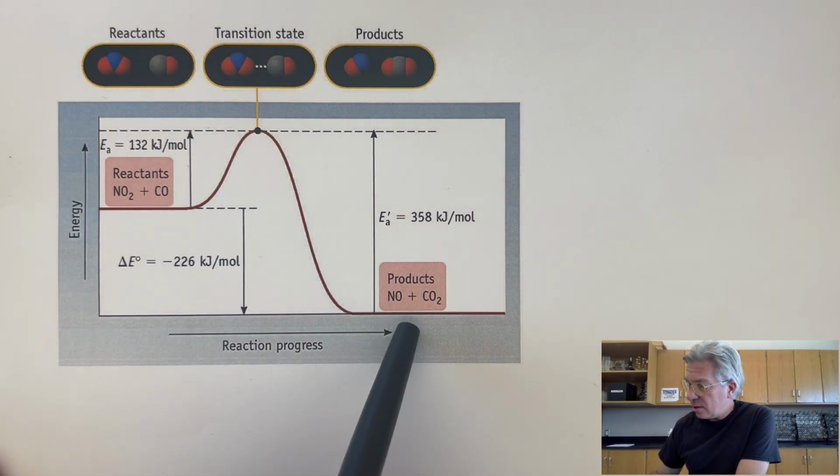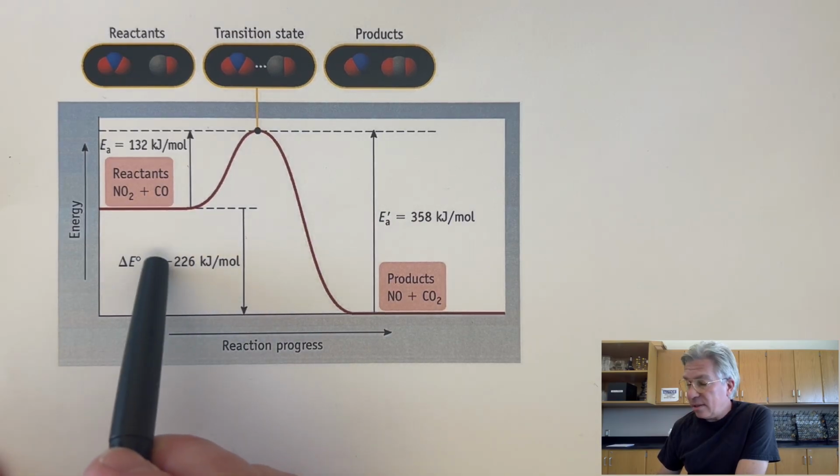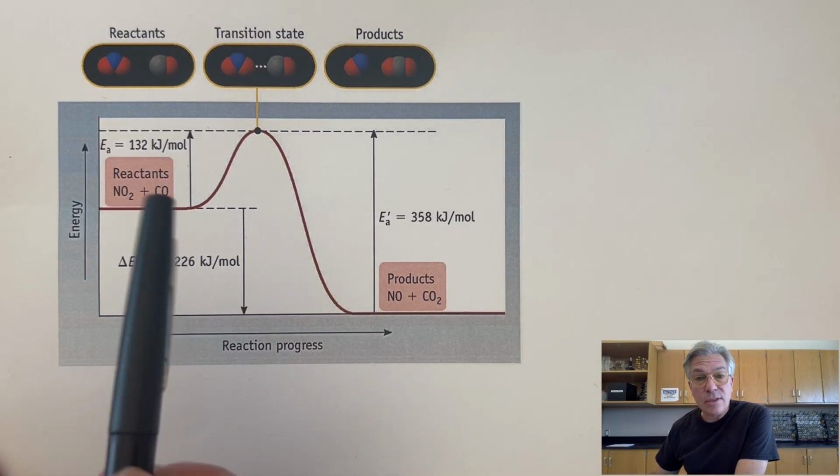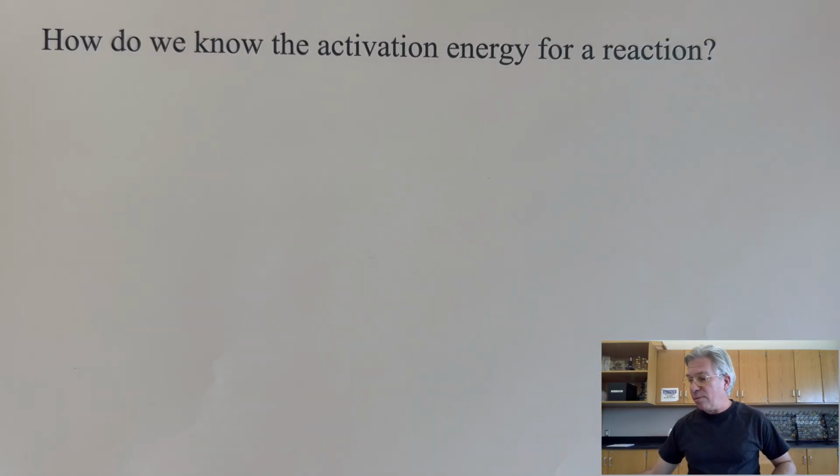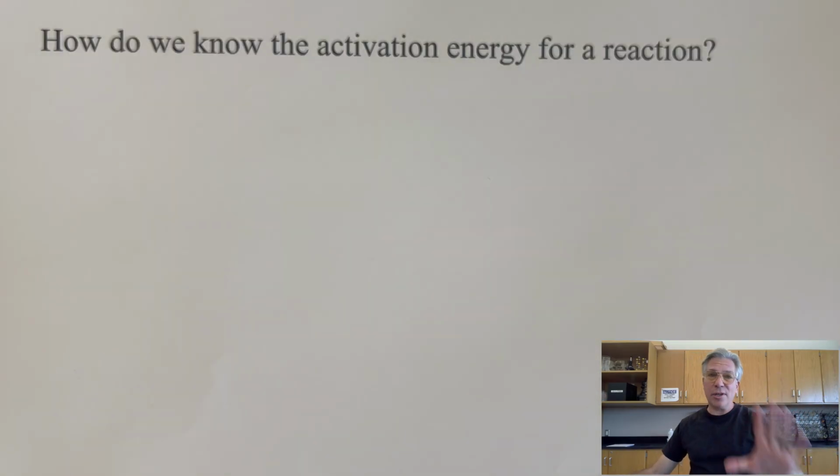The difference in start to finish is the energy of reaction, or the delta H. You might label it like that. And in this case, it's negative because we're going downhill overall. One of the guiding questions that has been burning in the back of your mind, I'm sure, because you're very curious and smart, how do we know the activation energy for a reaction? So we're going to get there, but first, a couple of definitions.